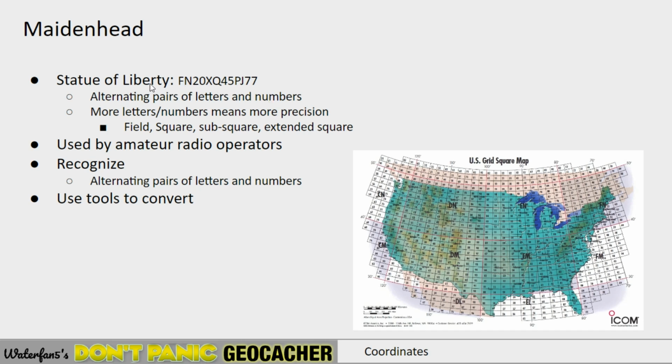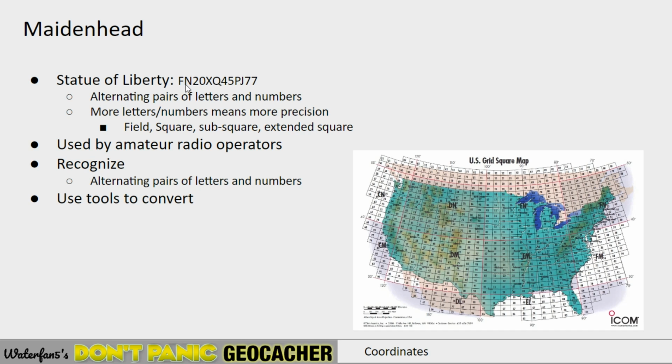And so the Statue of Liberty would now be at this location, but if I remove precision, then it might still be the Statue of Liberty in that square, but the square would just be getting bigger, bigger, and bigger. The typical names they give these are field, square, subsquare, and extended square, but I've seen other terms being used as well.